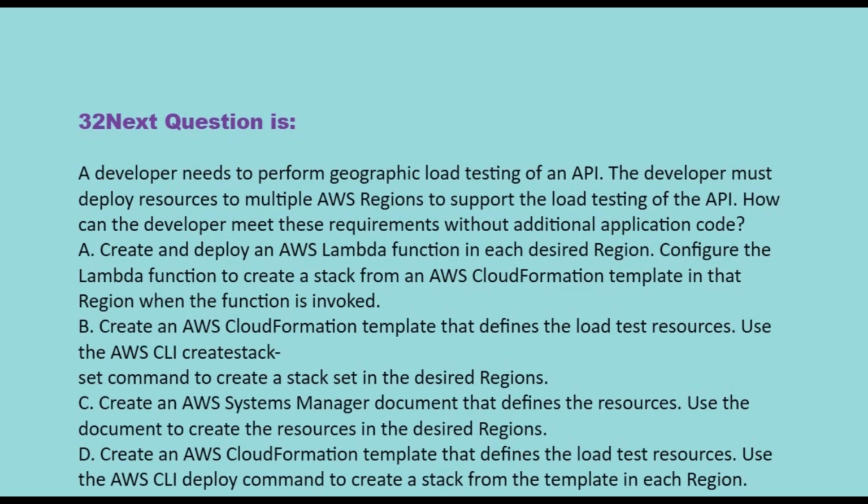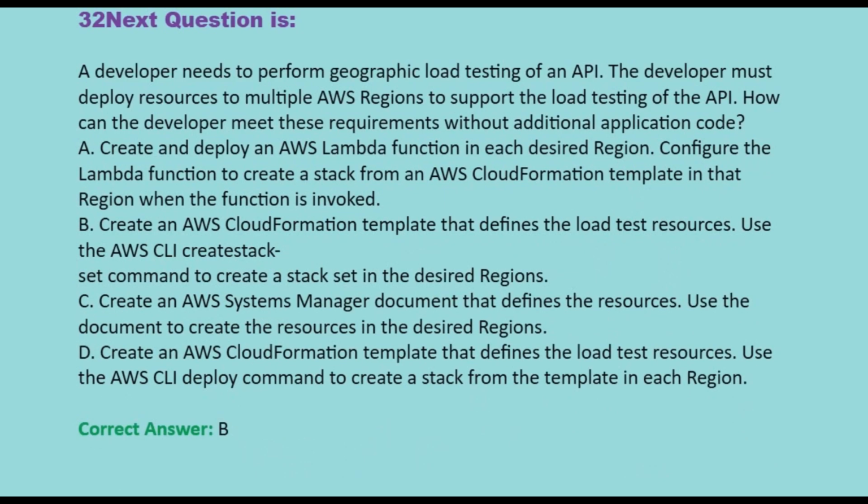Option C. Create an AWS Systems Manager document that defines the resources. Use the document to create the resources in the desired regions. Option D. Create an AWS CloudFormation template that defines the load test resources. Use the AWS CLI deploy command to create a stack from the template in each region. Correct answer is option B.